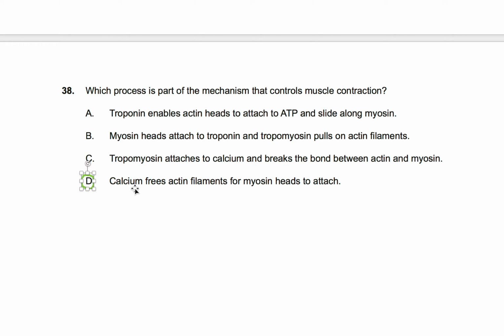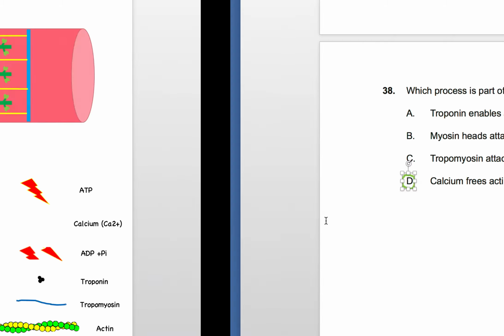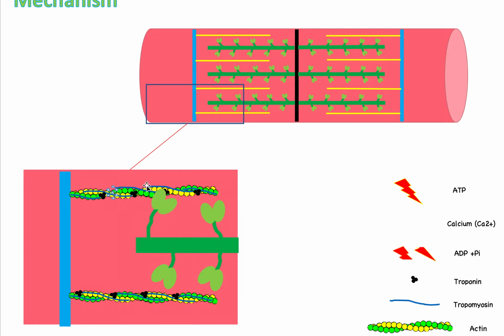Calcium frees actin filaments for myosin heads to attach. That is true. The calcium bound to the troponin to cause the tropomyosin to move out of the way. This means the actin was freed. The actin was made available now, because now the actin is exposed, whereas before it was covered. So calcium will cause the actin filaments to be exposed. Now that it's exposed, these myosin heads can attach and cause muscle contraction. So D is the correct answer.